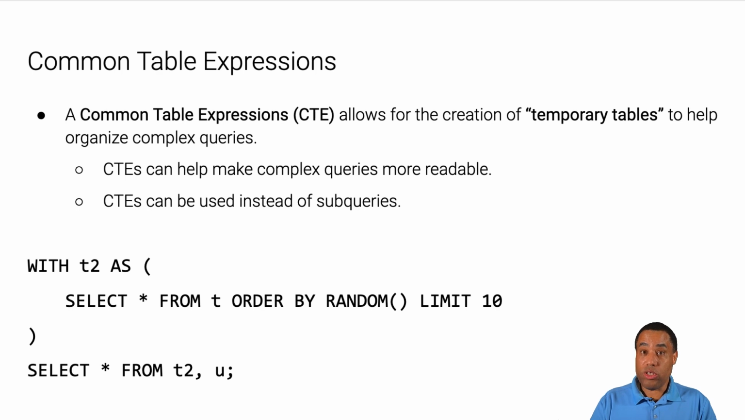We're then going to do a join with select star from T2 and U. That will join our temporary table with U. So you can see this is a much cleaner and easier way to write your queries in a way that's much more understandable for others.